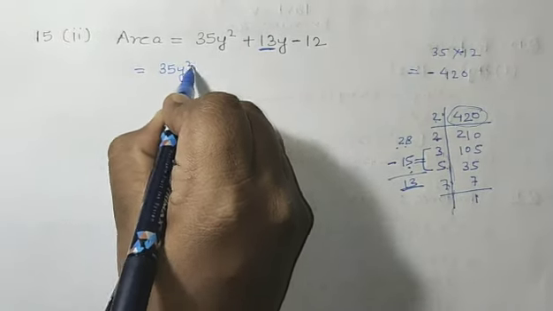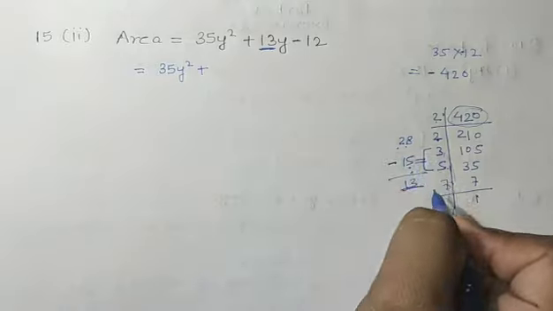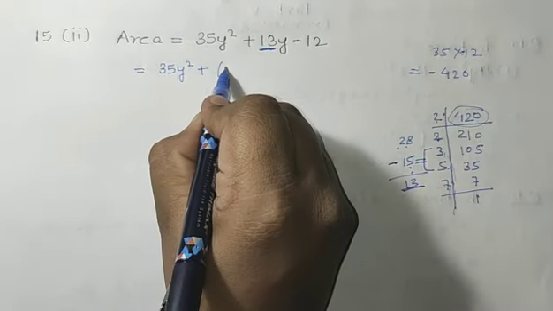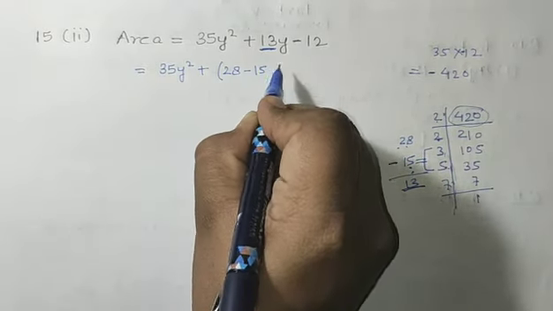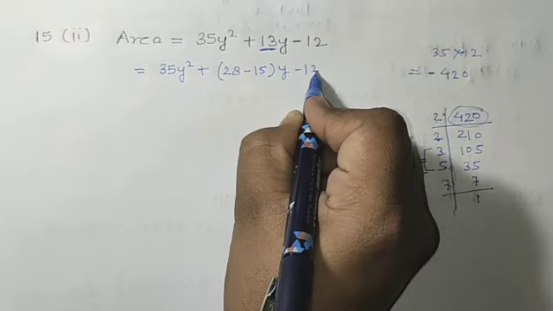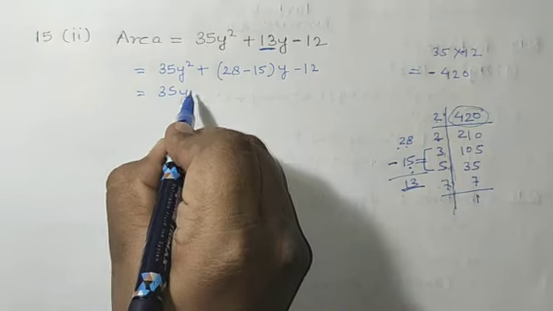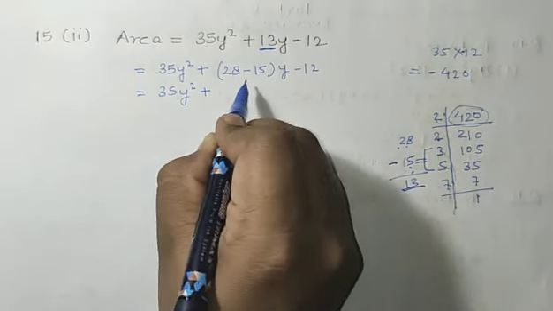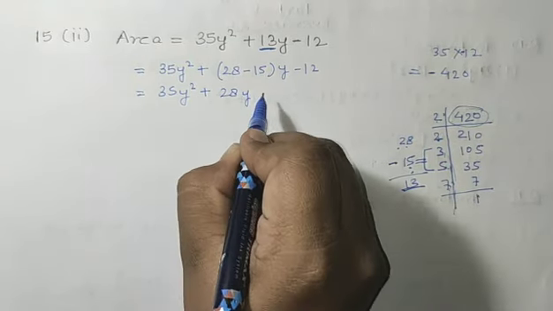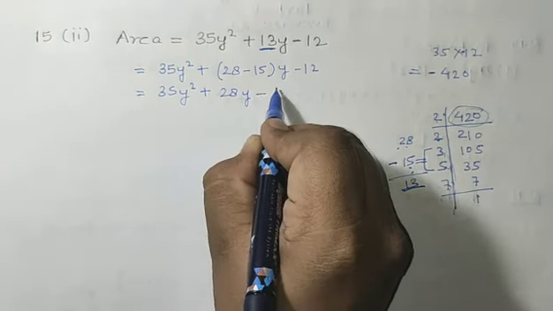35y square, we will write this 13 as 28 minus 15, so it will be 28 minus 15 into y minus 12. So just open the bracket, 35y square plus 28y minus 15y minus 12. In these two, what can we take common?